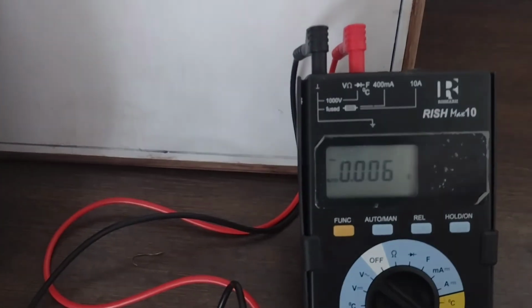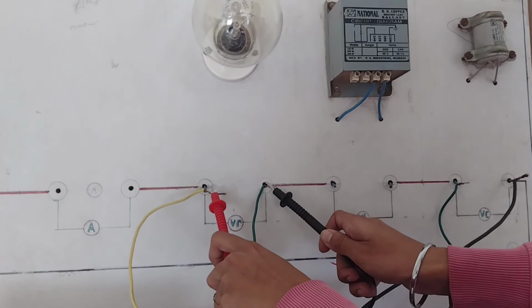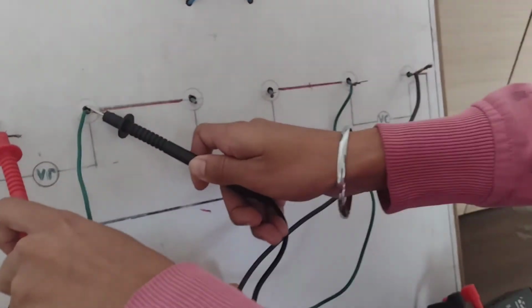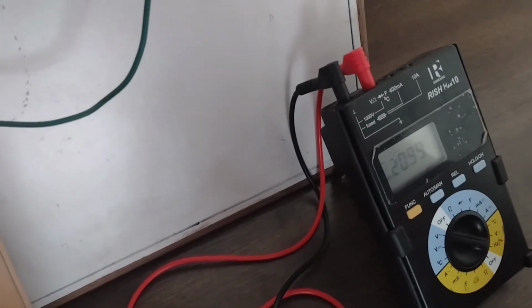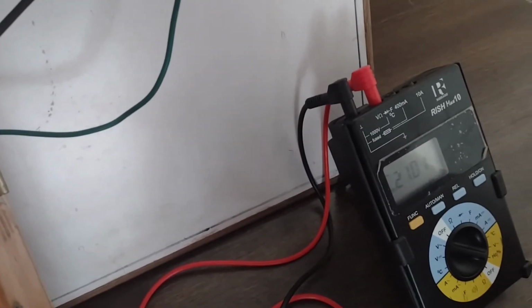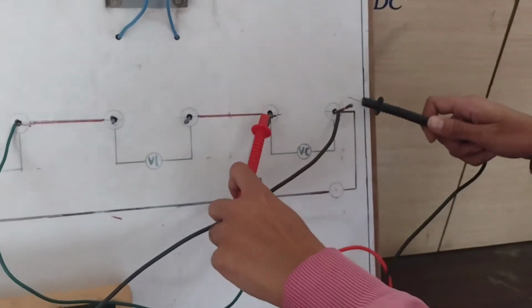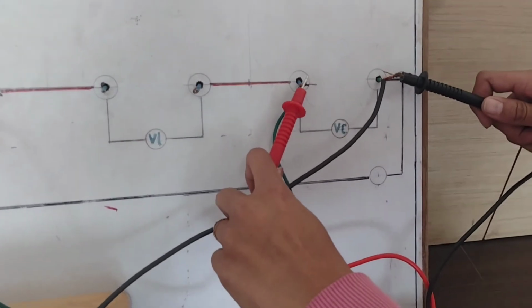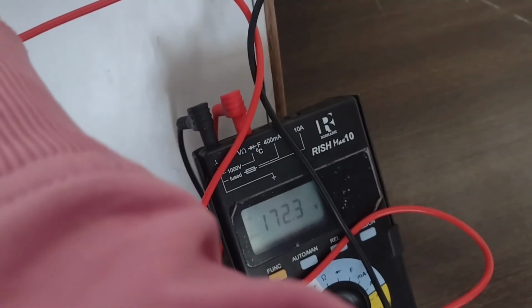Then we can measure the VR, that is the voltage across the resistive load, shown in the multimeter, that is 20.21. This is the reading of VC, 173. Okay.